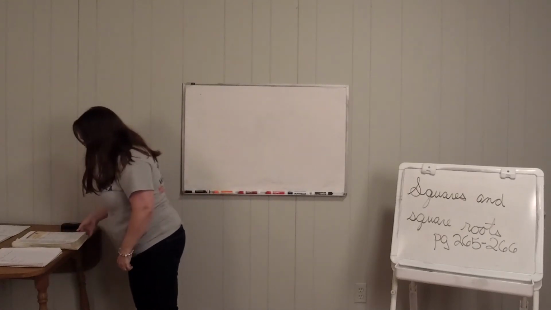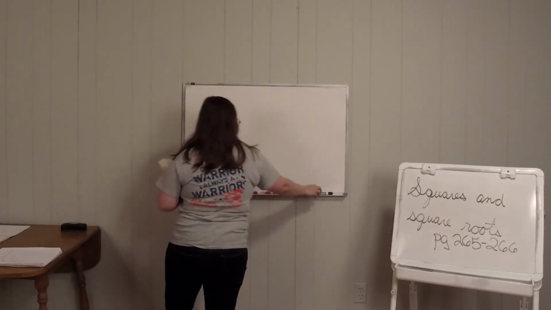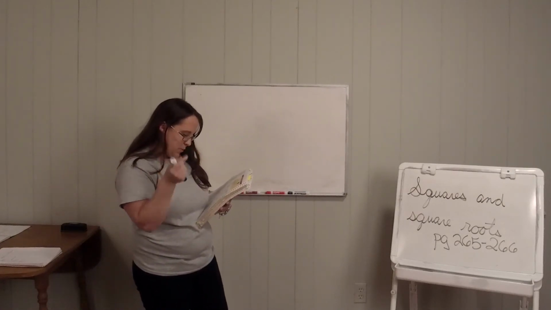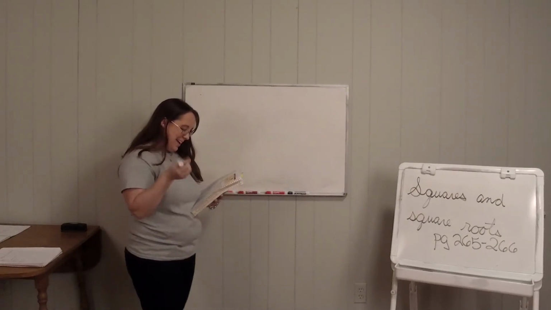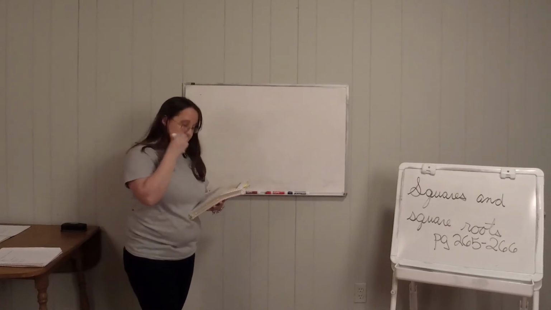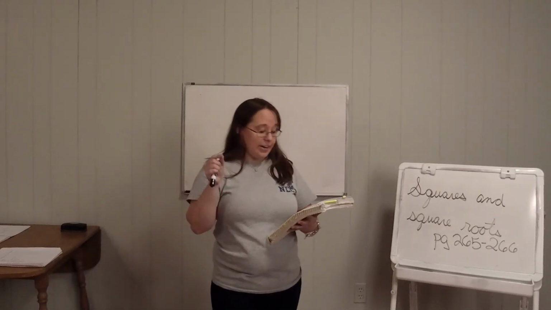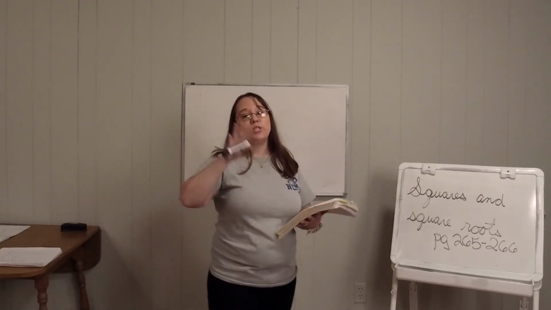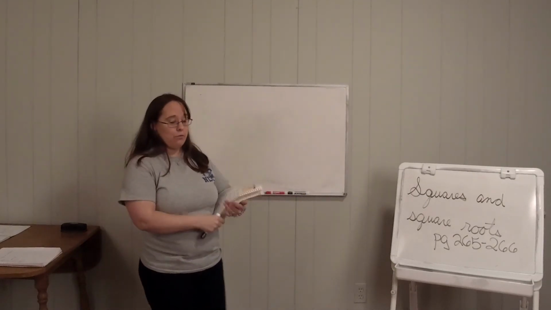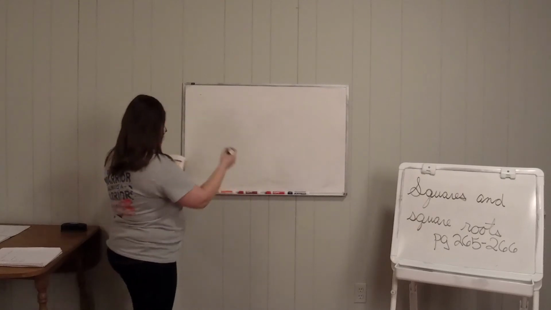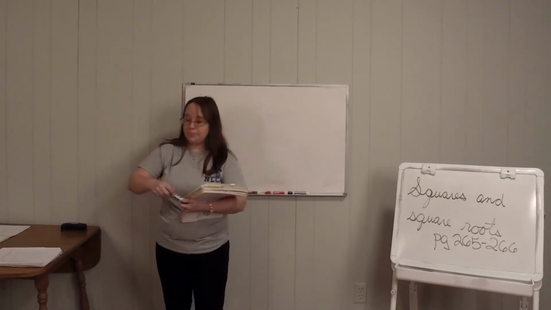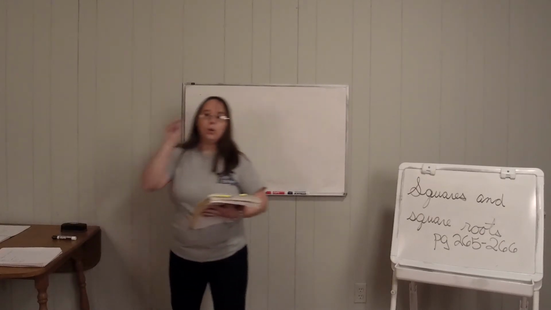Alright, let's look at number 2. It says, write the products. Remember to multiply the base by itself and not by 2. So the exponent 2 is saying you're going to say 1 times 1. You're not going to say 1 times 2. You're multiplying the number by itself. So actually we can go over these real quick together. Let's look at 2. 1 times 1.